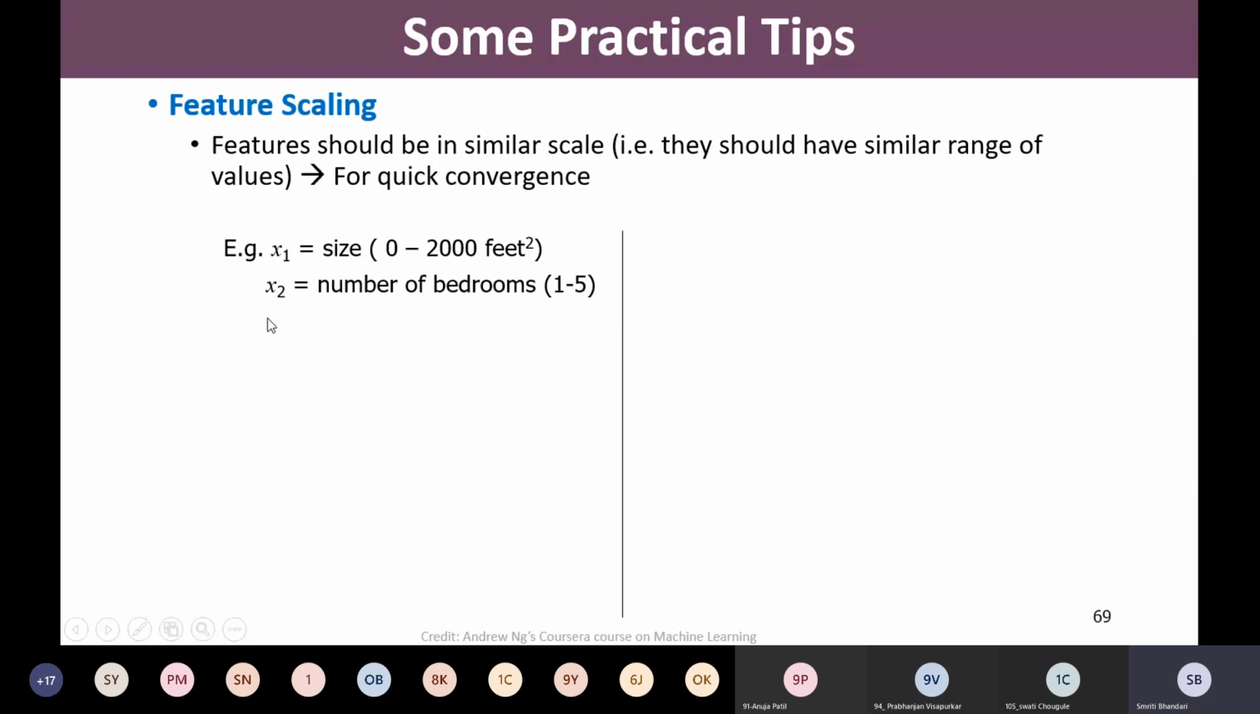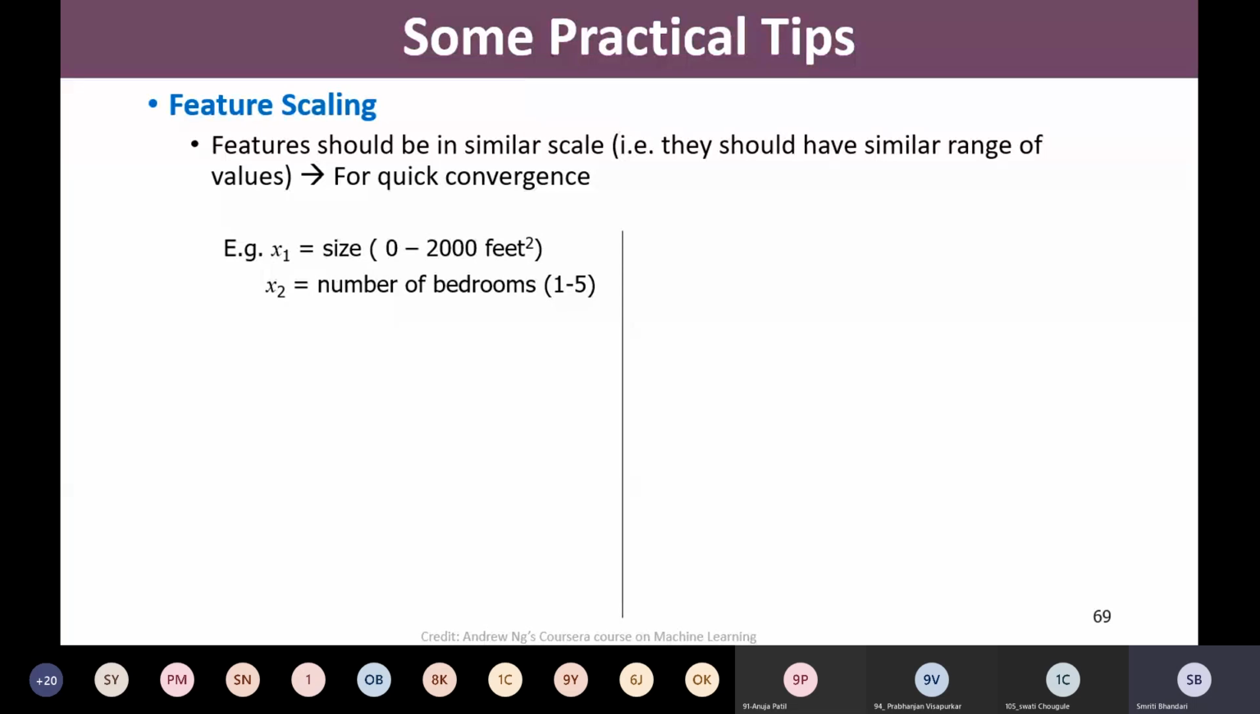The size of the house may vary in the range 0 to 2000, and the feature x2, the number of bedrooms, may vary between 1 to 5. If we look at these 2 ranges for x1 and x2, these values do not have a similar scale. They are too different from one another.